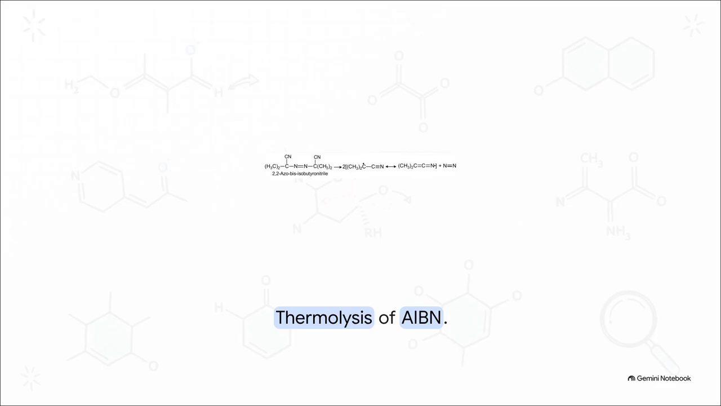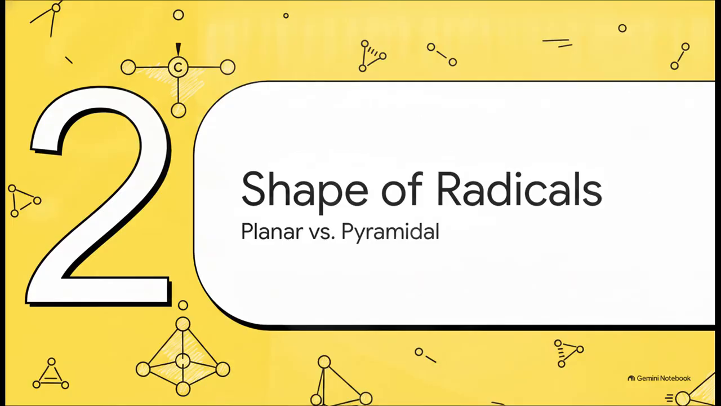Heat is also super effective on azo compounds, like AIBN. In this case, the incredible driving force to generate radicals isn't just a weak bond. It's the formation and release of extremely stable nitrogen gas as a leaving group. That molecule is basically begging to release the nitrogen, making it just a fantastic, reliable source for generating free radicals at relatively moderate temperatures. Moving on to Section 2, the shape of radicals, where we'll compare planar versus pyramidal structures.